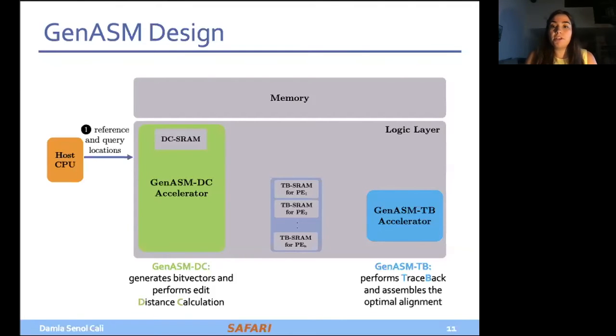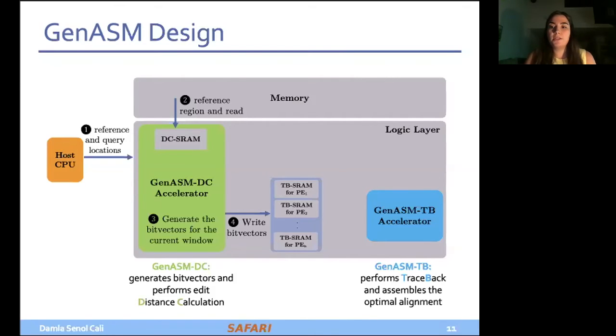So first, read mapping starts, and the host CPU generates candidate locations in the reference genome for each read fragment. And for each candidate location, DC reads the corresponding reference genome region and the read from the memory and writes it into the DC SRAM. And after that, GenASM-DC starts searching for the pattern within the text region using the modified Bitap algorithm, and generates bit vectors and writes them into the TB SRAMs.